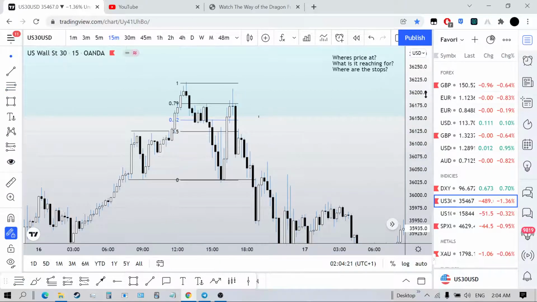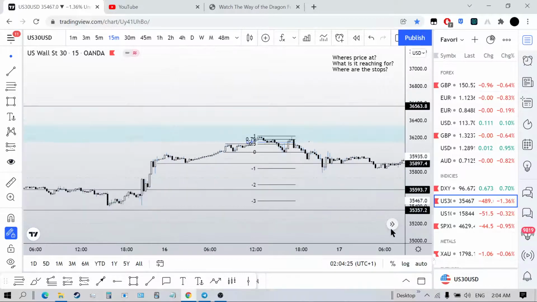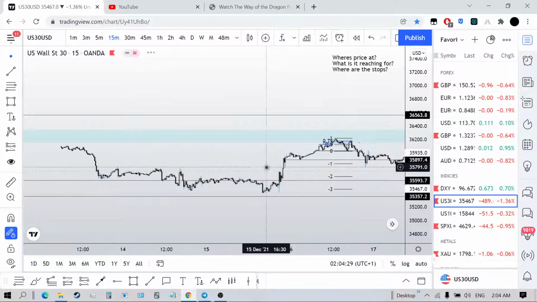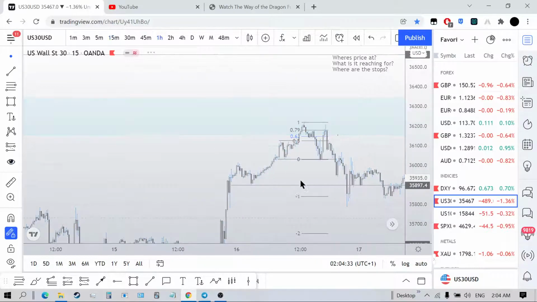We know that price would reach for down here, in that imbalance right down here, that imbalance that's inside of here. I think that I mark it out.